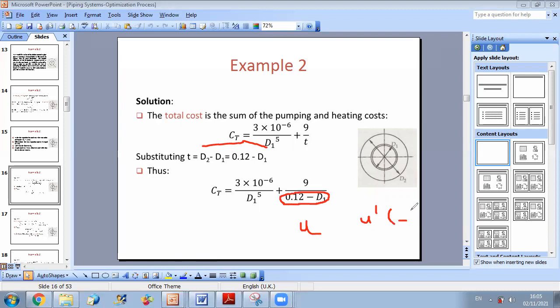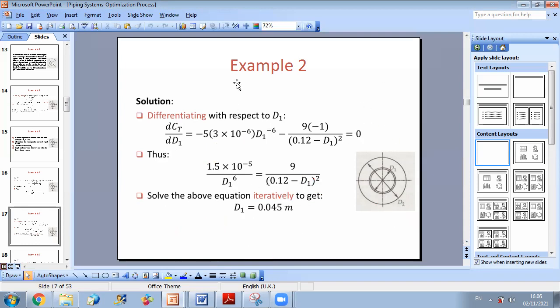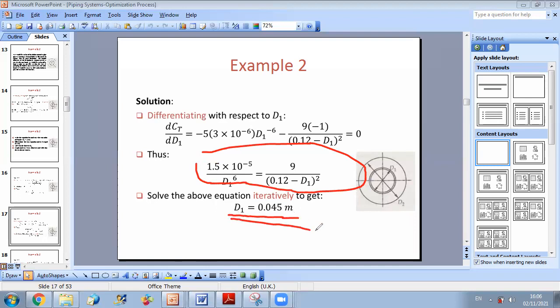مظبوط؟ انتوا بتعرفوا انه if I want to derive 1 over U, okay, شو relation؟ When I want to derive 1 over U هي U prime times minus 1 over U square. Okay, and U prime is minus 1. So ما تنسوا هون في constant 9 يعني الديريفاتيف تعطيني minus 9 over U square times U prime اللي هي minus 1. So I get the following. I get plus 9 over 0.12 minus D1 square. ساعتها صار معي this total derivative should be equal to 0. Okay, so the only unknown in this equation is D1. I can solve for the corresponding value of D1 once and this is my objective. So this value of D1 will minimize the total cost.